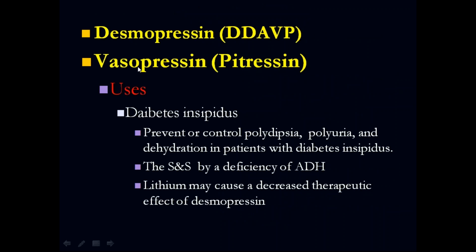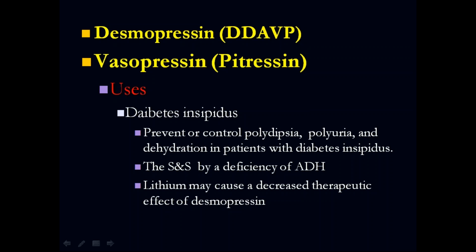All right, so let's talk about desmopressin and vasopressin. Those are going to be used for diabetes insipidus. We already talked about it: diabetes insipidus is not diabetes. It's called diabetes because they have similar signs and symptoms, but it's not. Insipidus is just telling us that there is no sugar in the urine.